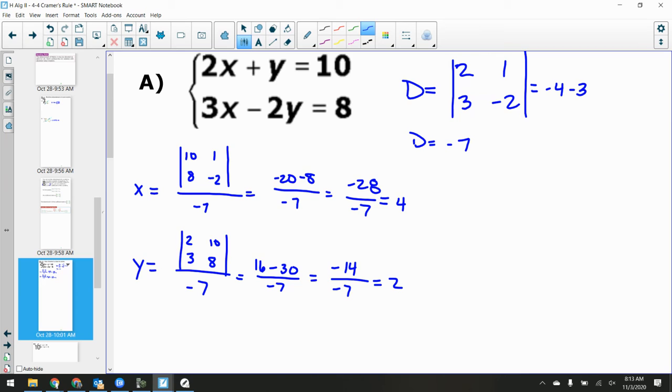Let me check my work. 2 times 8, 3 times 10, negative 14. Okay. Now, here's the cool thing about this. So my answer is 4, 2, right? That's the location where these two lines would cross. Here's the cool part about this.